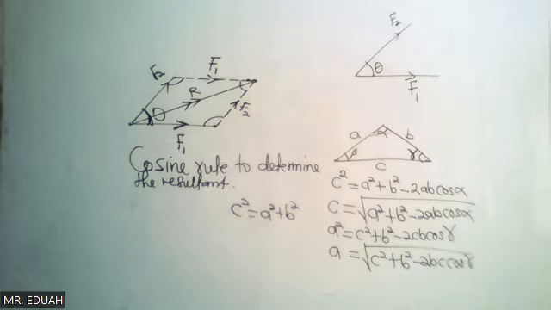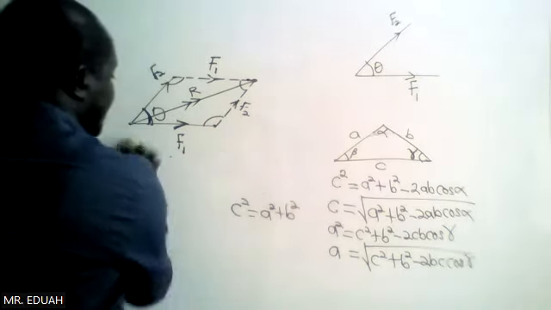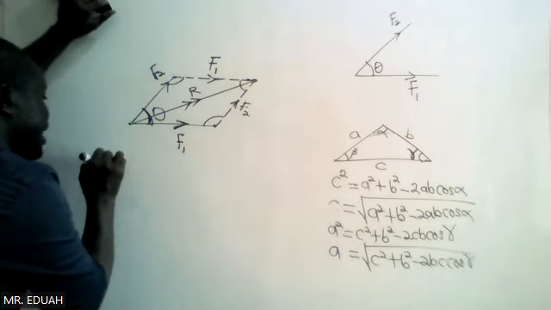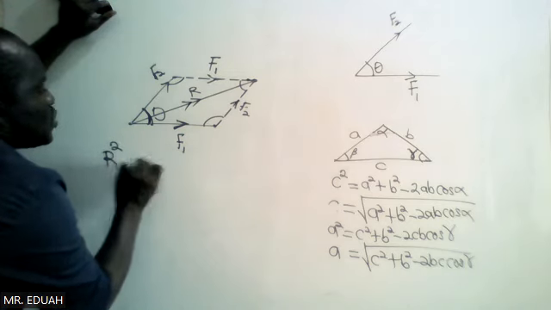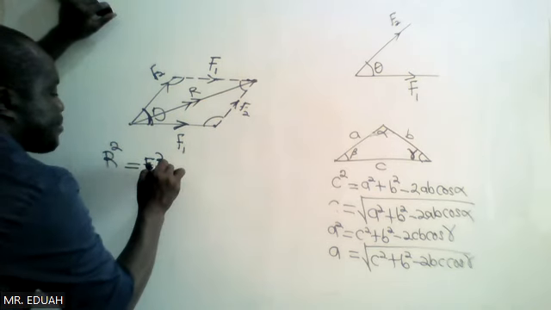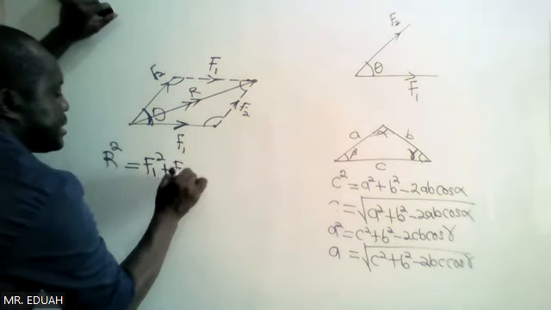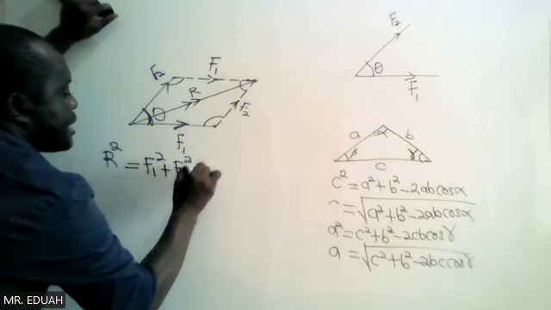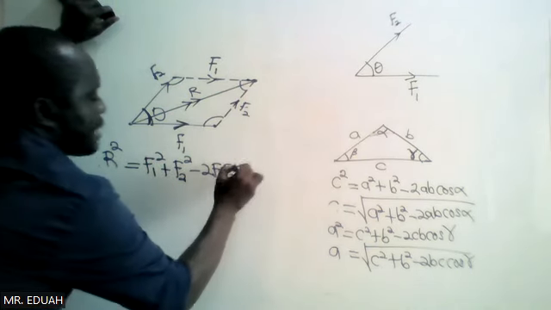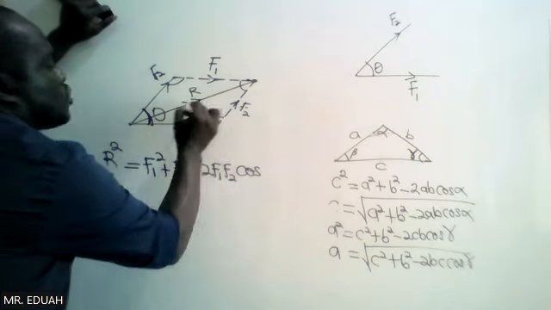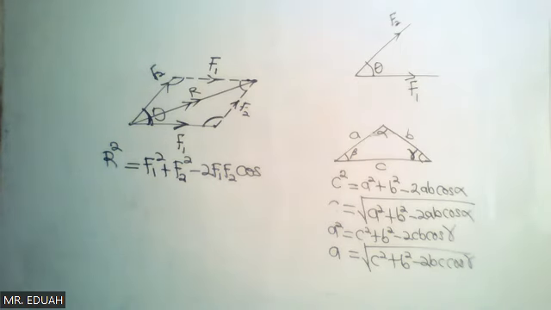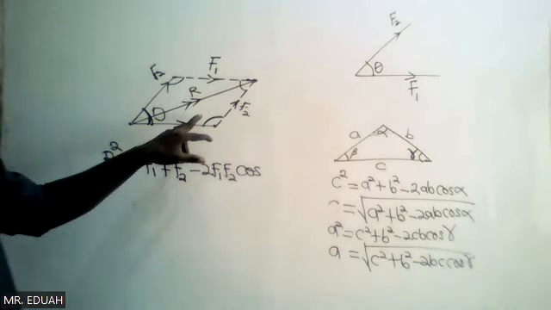So let's quickly apply that to what we have here. It means that if I'm looking for the resultant, the square of the resultant is equal to F1 squared plus F2 squared minus 2 times F1 times F2 times the cosine of the angle opposite to R. What is this angle? Theta.